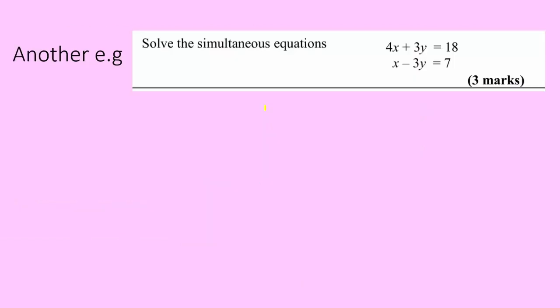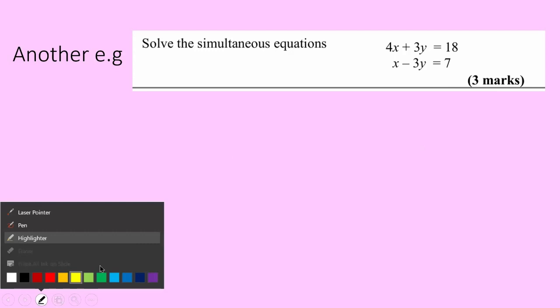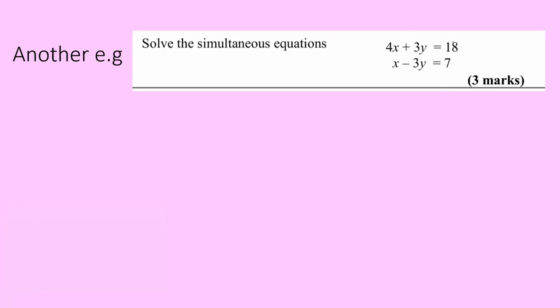This one's slightly easier because we don't really have to times the equation. So let's have a look. So it says here that we have 4x plus 3y is 18 and x minus 3y is 7. Okay, if we just do plus 3 minus 3, you're going to get 6. So if you just do plus 3 plus minus 3, we should get 0. So if I just add these equations, I should be able to cancel out the y value.